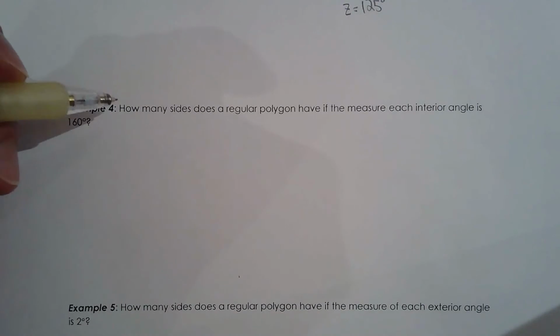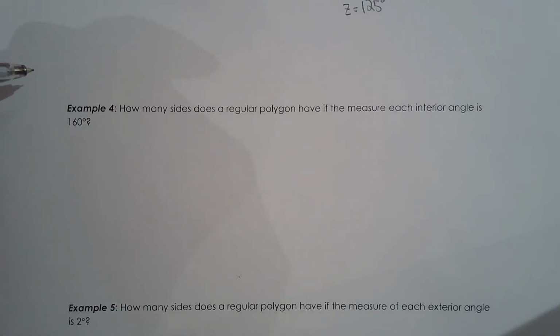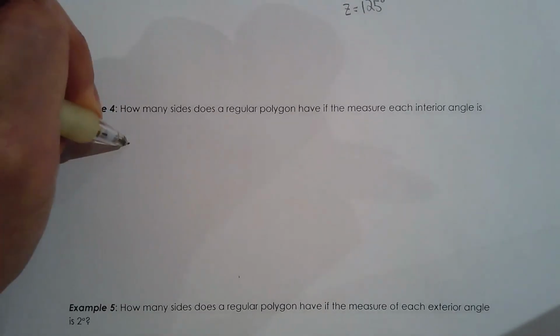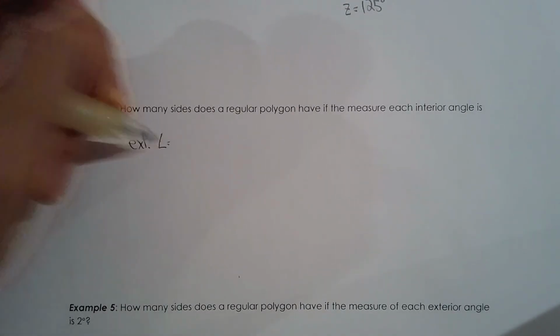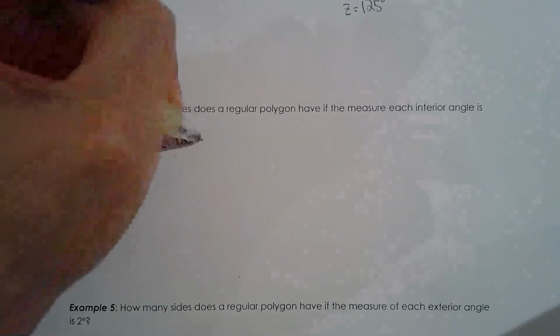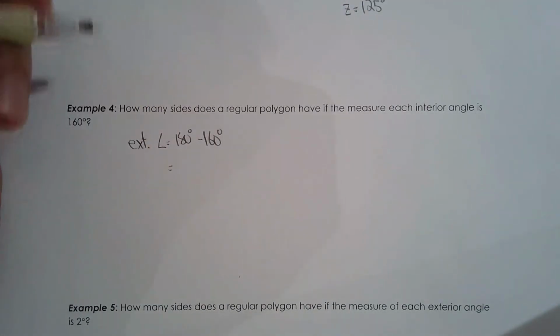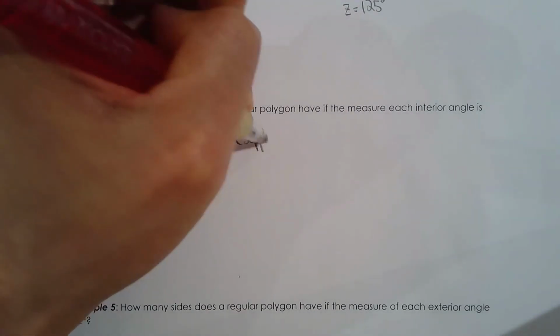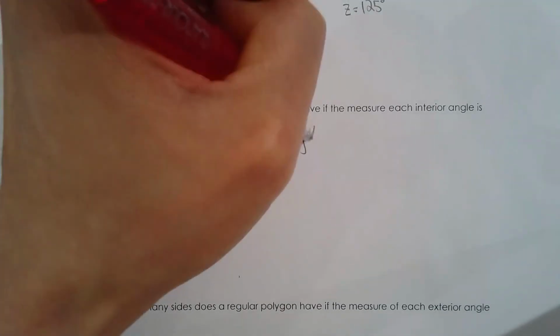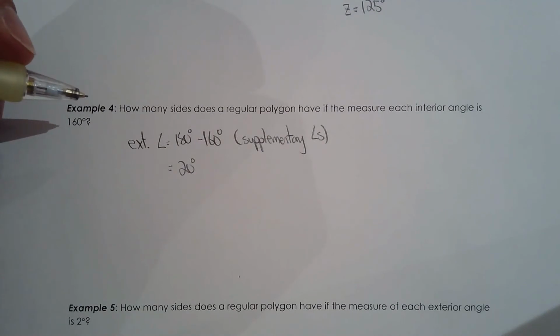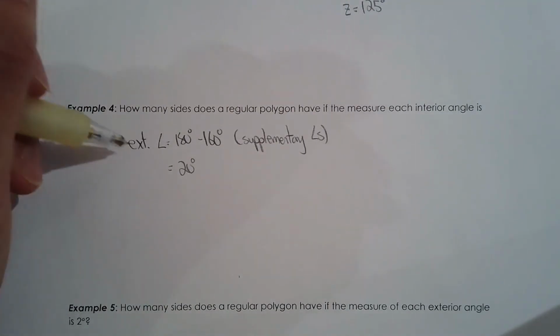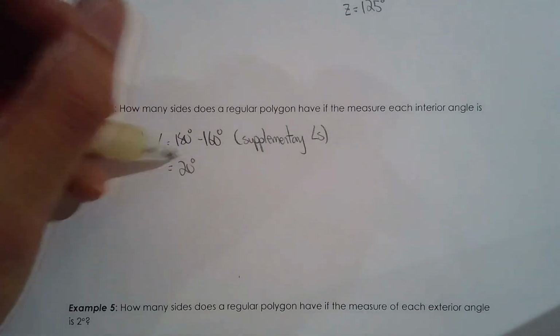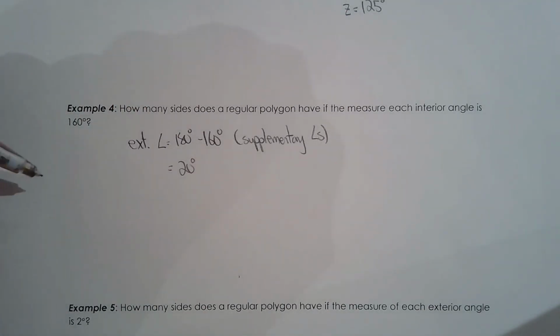How many sides does a regular polygon have if each interior angle measures 160 degrees? So you know what? I'm going to take the shortcut this time. Exterior angle equals 180 degrees minus 160 degrees. And that's 20 degrees. Why is this true? Because they're supplementary angles. I think I forgot to do that for example 2, but it's okay. Supplementary angles. I'll go back to that after. So if each exterior angle measures 20 degrees, then I can tell you how many sides this polygon has.